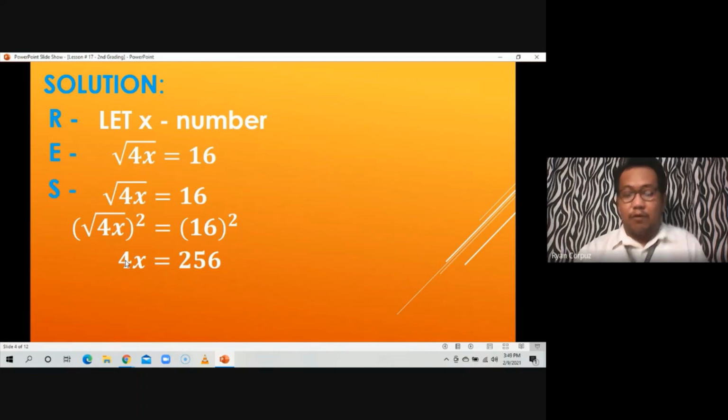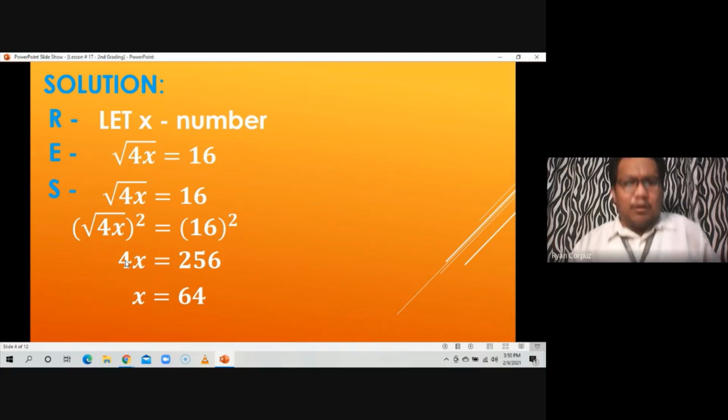So dividing 4x by 4, matitira ay x. So that is what we are looking for in the problem. Then dividing 256 by 4, that would be 25. Yung 25 muna divide by 4, that would be 6. May matitirang 1, magiging bring down 6, magiging 16. 16 divided by 4 is 4. So we'll come up with the answer as 64. So the value of x is equal to 64.